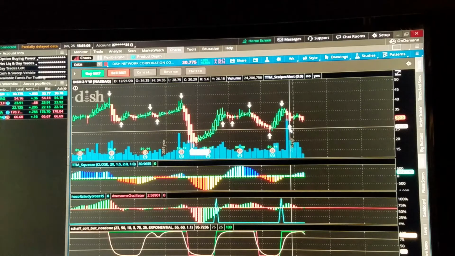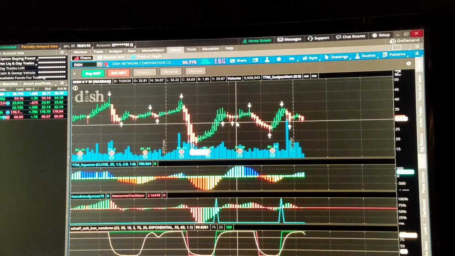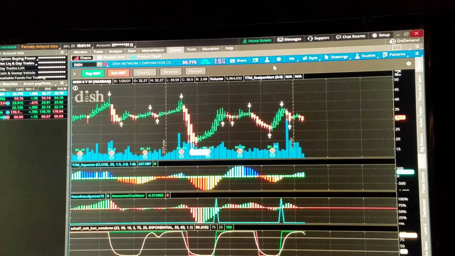So, I mean, the next direction is up, but who's to say that move hasn't already happened? So it looks more like a consolidation type of thing. Yeah, but we'll leave it there with Dish Network. That looks like a nice place to leave it.